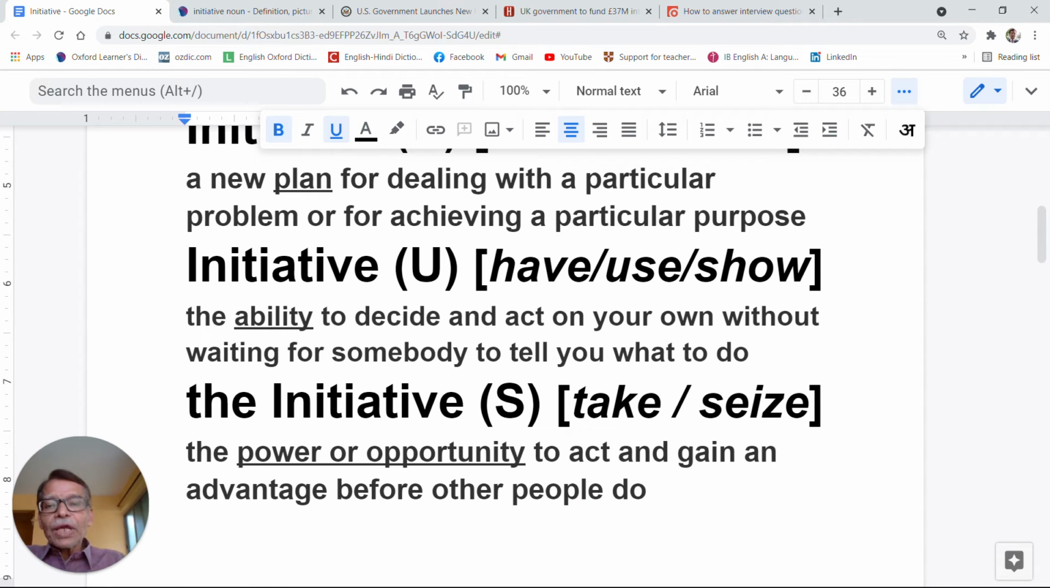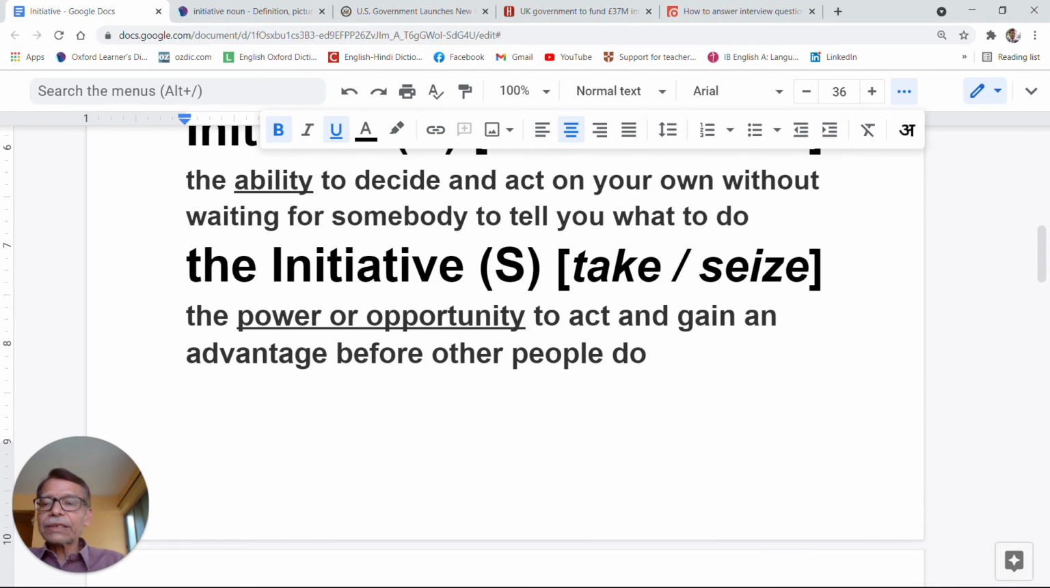So if you have that initiative, have verb, you can use it. And if you use that initiative to achieve something, the world will see that you have got this quality, initiative. That means you are showing that initiative either knowingly or unknowingly. That is the second category of initiative, which is an uncountable noun.